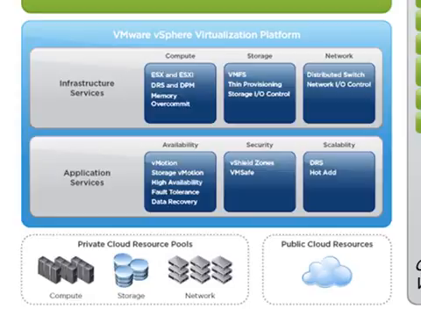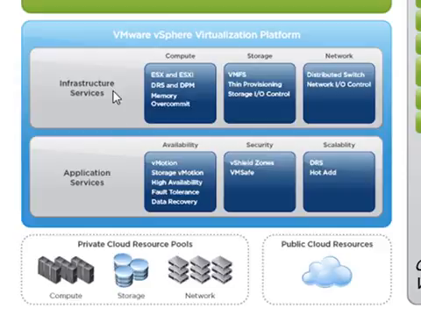And then on top of that, in the blue box here, you see VMware vSphere Virtualization Platform. Inside this platform, starting at the bottom, you've got the application services. Inside the availability box, that is vMotion, Storage vMotion, High Availability, Fault Tolerance, and Data Recovery. Inside security, you've got vShield Zones and VMSafe. VMSafe is really an API for third-party companies to create security products for vSphere. Then you've got scalability with features like DRS or Distributed Resource Scheduler and Hot Add.